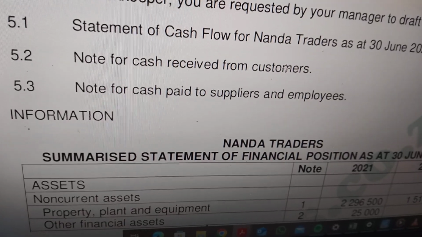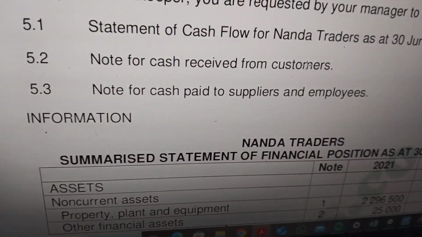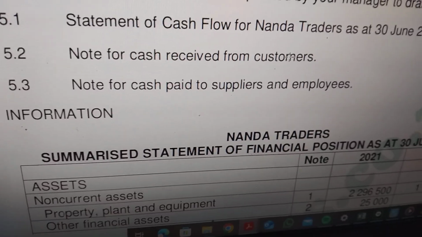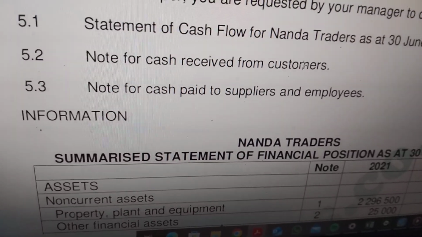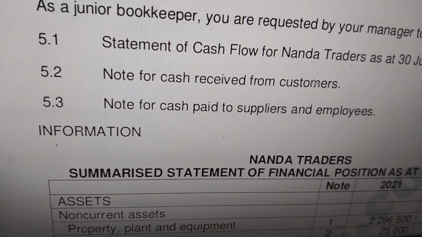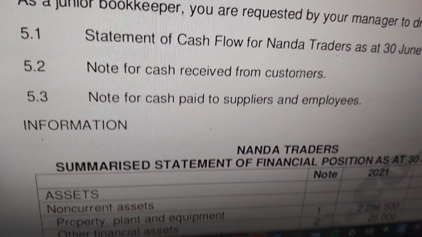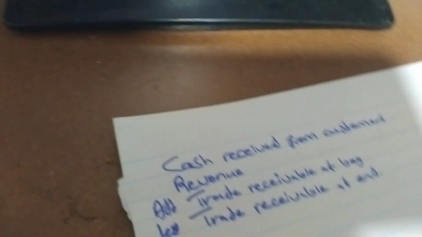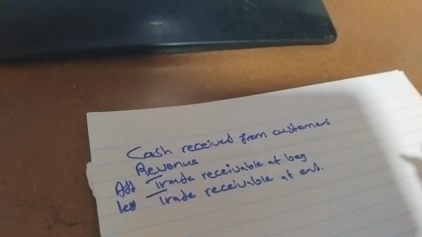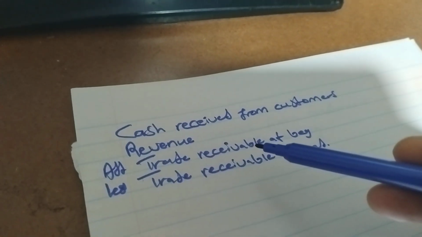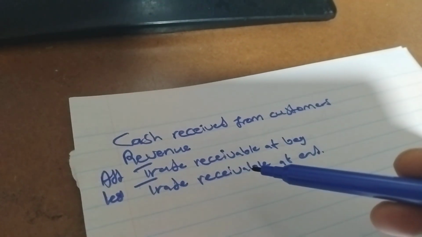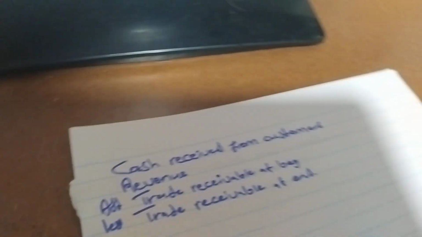So we'll be dealing with the 5.2 and 5.3 for now, and the 5.2 requires us to do the note for cash received from customers. For this note, you take your revenue, you add your trade receivable at the beginning, you less the trade receivable at the end. So what we're gonna do now is key in amounts.